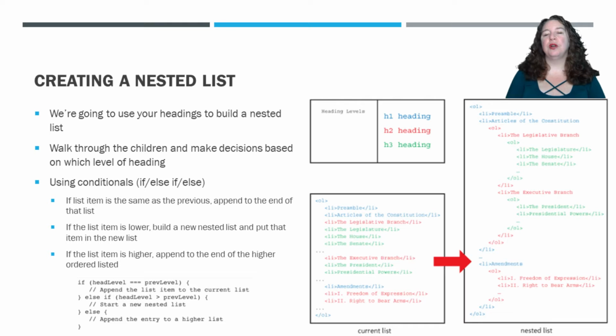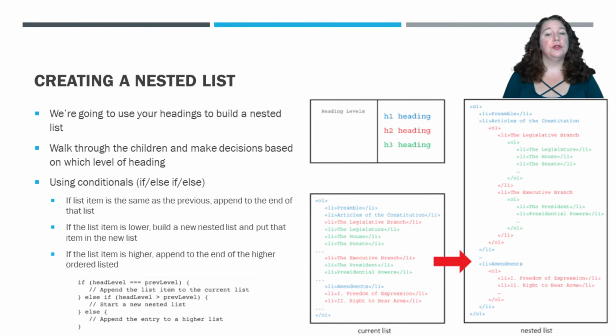There are 3 different possibilities when I get a new node, a new child, a new heading that I need to deal with. If the heading level is the same as the previous heading level, it's a sibling. It can just be attached directly to the list item that I have. If the heading number is going to be larger, which means it is a smaller heading, because we're going to start with H1 and move down, then I need to create a new nested list and add that as a child of my list item.